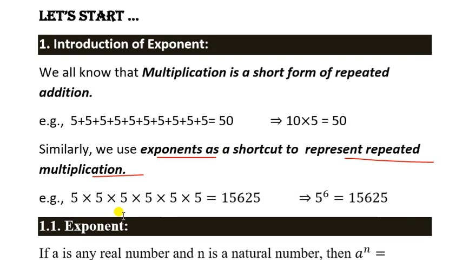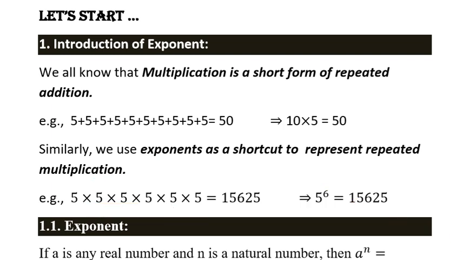For example, this is 5 into 5 into 5 into 5 into 5 into 5. How many times is 5 present? 6 times. So how will we present it? 5 to the power 6, and this kind of form is called exponential form. Which form? Exponential form. Remember this. 5 to the power 6 is exponential form.